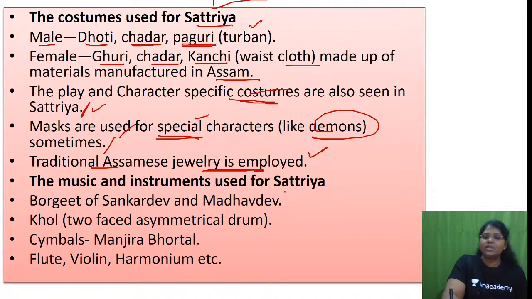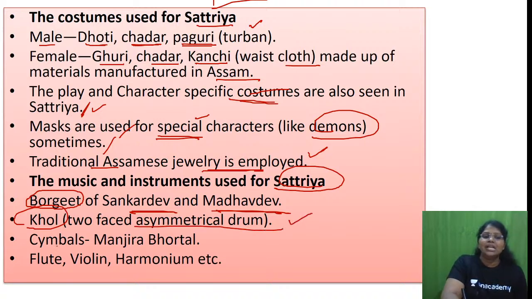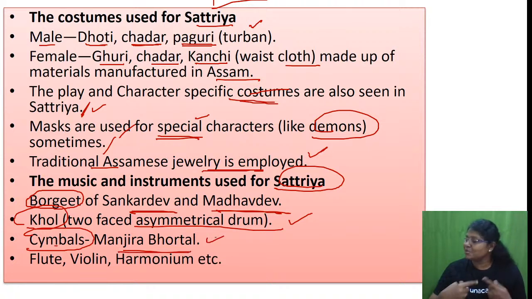The music and instruments used for Kshatriya: Borgit of Shankaradev and Madhavdev, khol, a two-faced asymmetrical drum, cymbal, manjira, bortal. Of course, these are all names of instruments, so you can also expect questions. When you take the synopsis, try to give emphasis to the costumes, the origin, very distinctive features alone. So that much is enough.